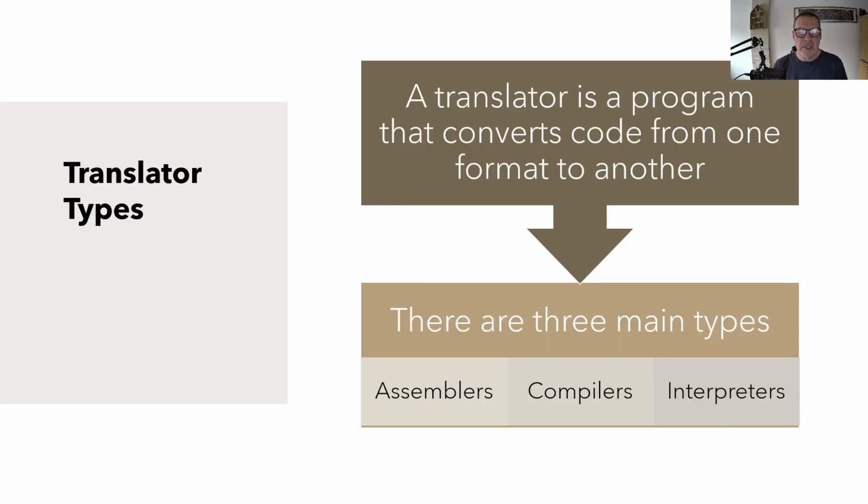So there are three main types of translators, but they all convert code from one format to another. So the word translator is an umbrella term that covers all three types. And the types are assemblers, compilers, and interpreters.